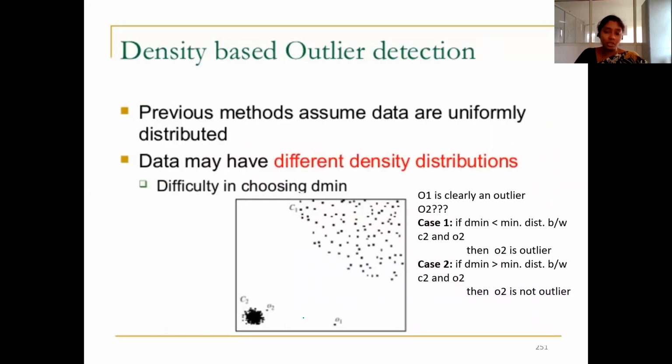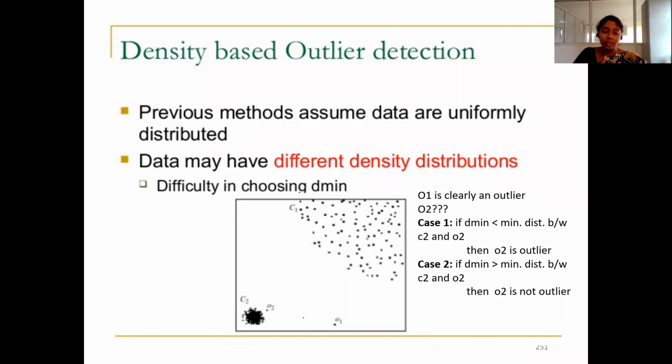And coming to the density based outlier detection. Here, instead of distance, instead of statistical measures, we are purely considering the density of the data. So why are we not going for the previous methods? What is the problem with the previous methods? In order to go with the previous methods, the data should be uniformly distributed, but that is not true in all cases. So here is an example of why we need to go for the density based approach.